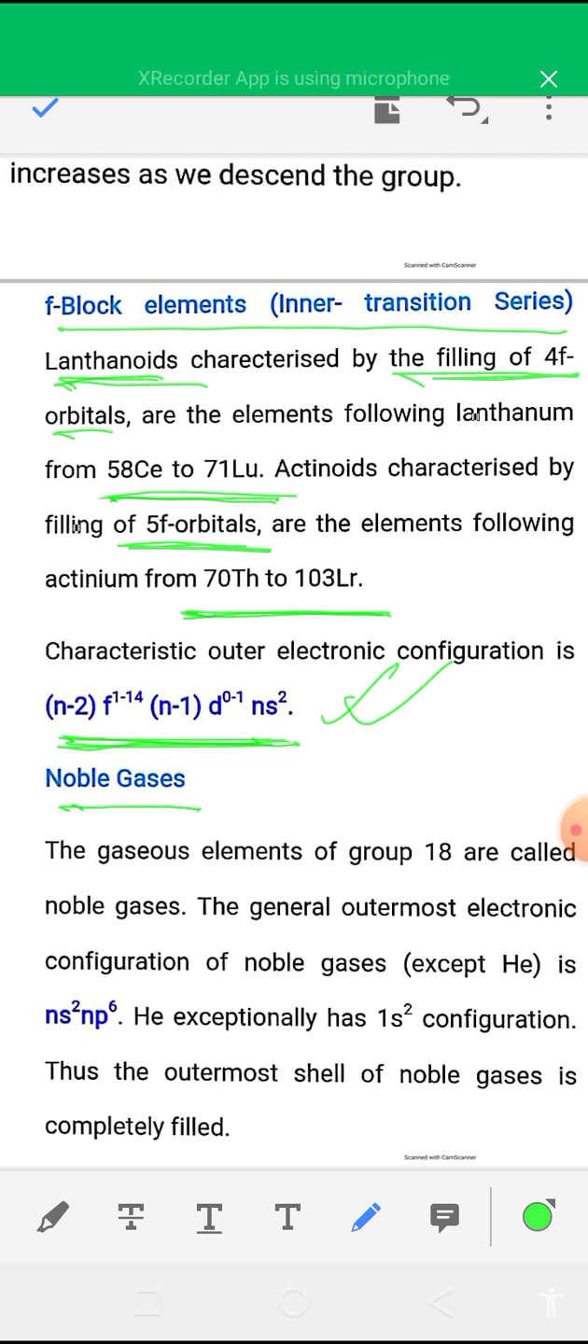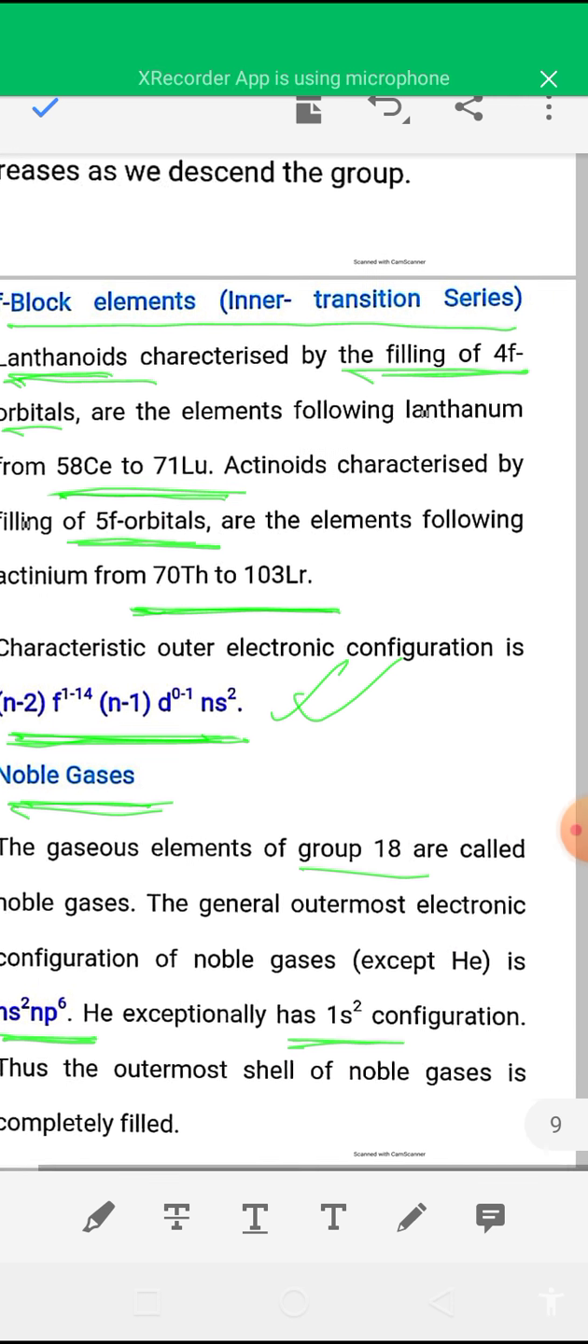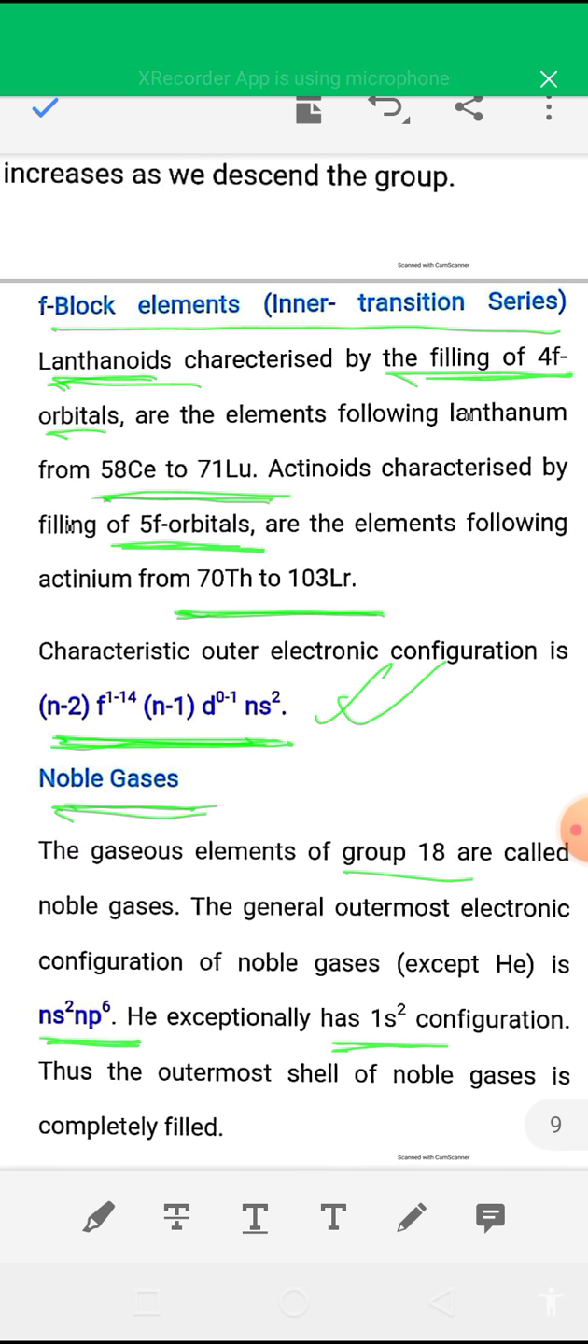And noble gases are present in group 18. Okay, so the gaseous elements of group 18 are called noble gases, and the general electronic configuration of noble gases except helium is ns2, np6. This is the general electronic configuration of all noble gases, except helium. Helium has 1s2 electronic configuration, and thus the outermost shell of noble gases is completely filled, and thus noble gases are chemically inert. They do not react with any other element because they have stable electronic configuration.